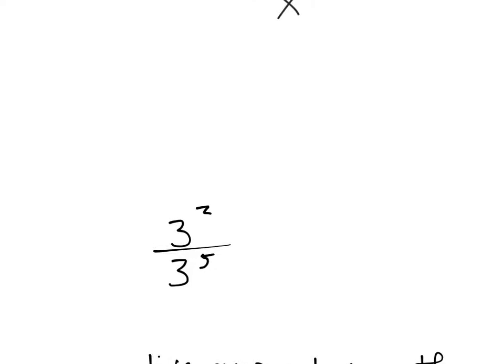Now, to illustrate why that works this way, I have this little problem. We've got 3 squared and 3 to the 5th, and let's go ahead and expand that out, giving me 3 times 3 and 3 times 3 times 3 times 3 times 3.